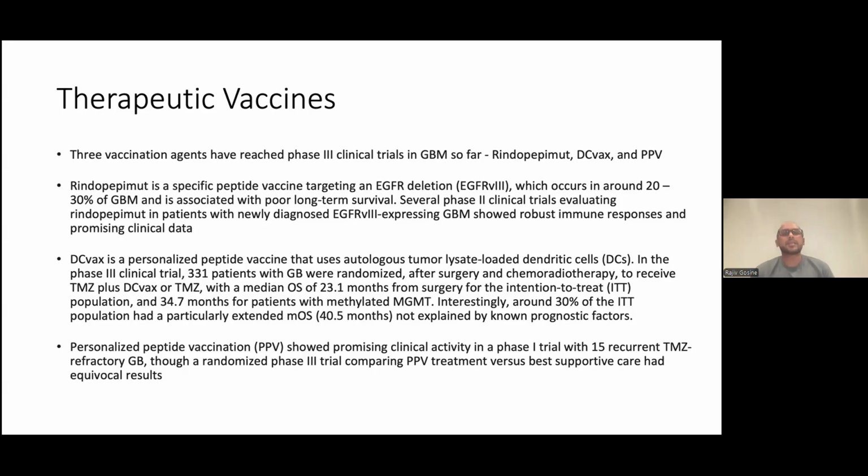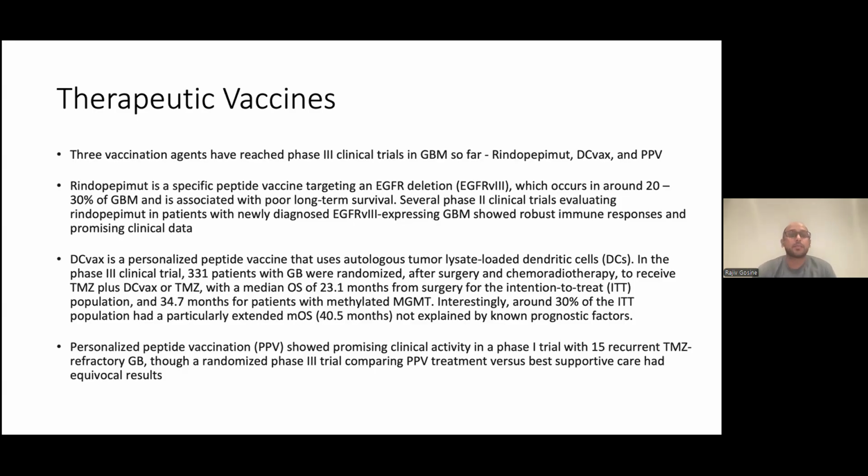So rindopepimut is a specific peptide vaccine targeting a specific EGFR deletion, EGFRvIII, which occurs in around 20 to 30% of GBMs, and this is actually associated with a very aggressive lesion and very poor long-term survival. Several phase 2 trials evaluating rindopepimut in patients with newly diagnosed EGFRvIII-expressing GBM showed a robust immune response and quite promising clinical data.